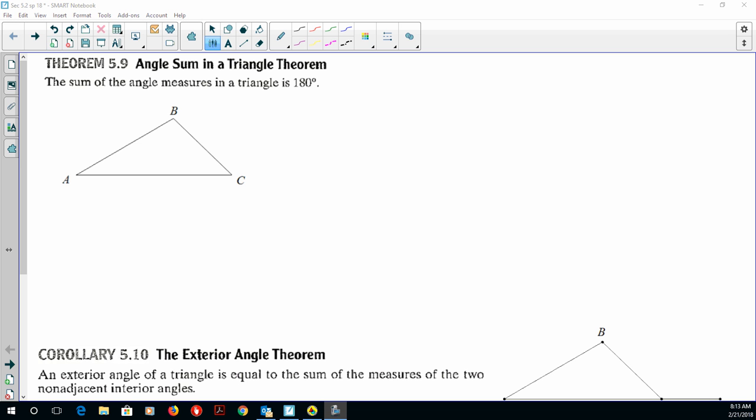Okay, Theorem 5.9 is something we've been using for a long time, but we really shouldn't have. We have not proven that the sum of the measures of a triangle is 180. We've been using it a lot, but until now we didn't know it. Until we had parallel lines, we couldn't do this. Okay, so the idea on this is pretty straightforward.